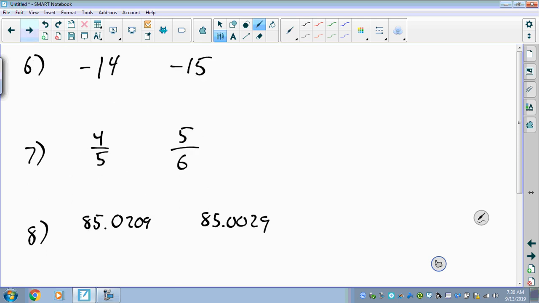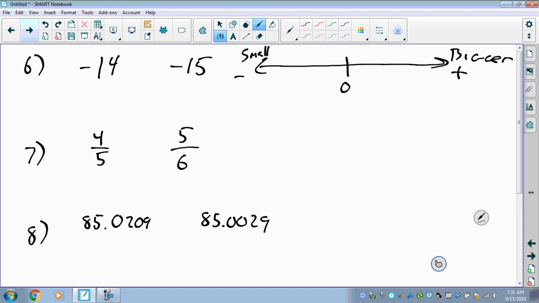All right, so they want to know which number is bigger, okay? Well, think about your number line. Remember, bigger, smaller. Okay, so now, remember, any positive number is bigger than any negative number, okay? So if we looked at negative 14, it will be somewhere here, negative 15 will be somewhere here. Which one's bigger? Negative 14 is bigger, okay?